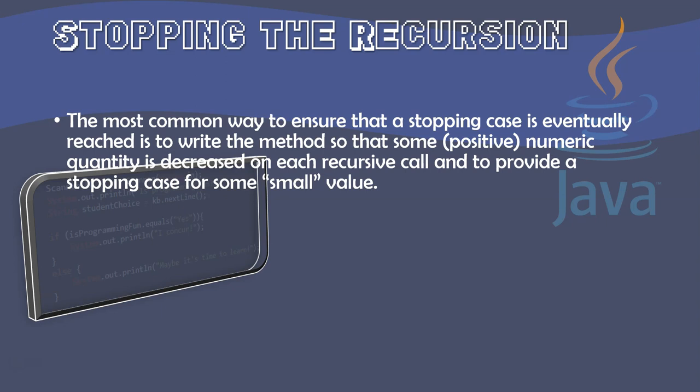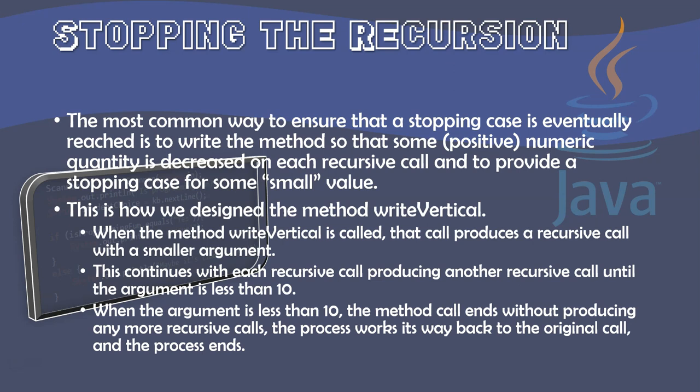The most common way to ensure that a stopping case is eventually reached is to write a method in which some positive numeric quantity is decreased on each recursive call to provide a stopping case for a small value. This is how we designed rightVertical. When the method rightVertical is called, that call produces a recursive call with a smaller argument, because we went from 123 down to 12 and finally down to 1. This continues with each recursive call producing another recursive call until the argument is less than 10. That's our goal, right? We're trying to find a value that can be printed out. When the argument is less than 10, the method call ends without producing any more recursive calls, and the process then works its way back to the original call, and the process ends.